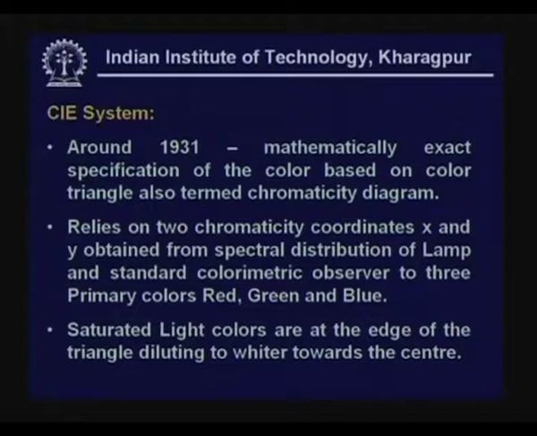The way this triangle works is that saturated colors are at the edge of the triangle and they become dilute, or whiter, towards the center. The color getting diluted means color tending towards becoming white, that is why we are talking about it becoming whiter. So, this is the CIE system.